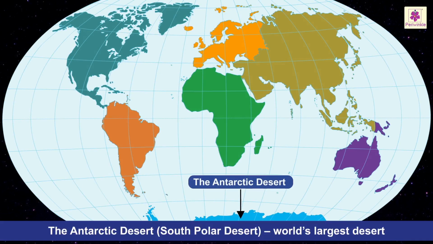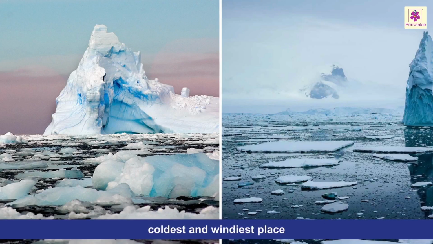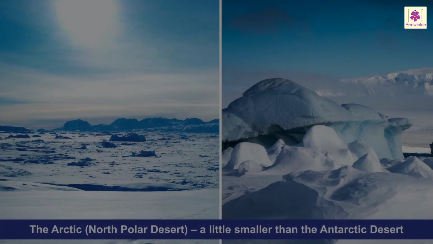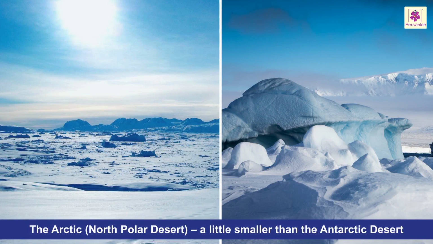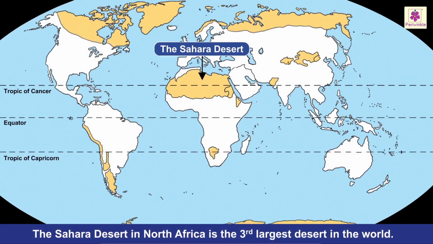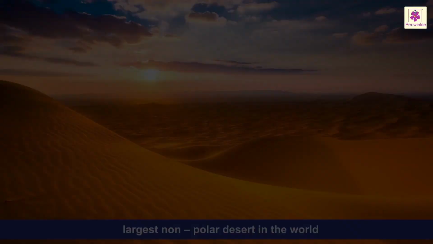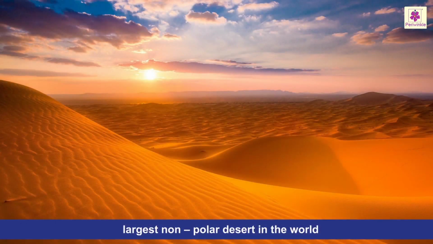The Antarctic Desert, also known as South Polar Desert, is the world's largest desert. It is the coldest and windiest place in the world. The Arctic Desert, also known as North Polar Desert, is just a little smaller than the Antarctic Desert. The Sahara Desert in North Africa is the 3rd largest and the largest non-polar desert in the world.